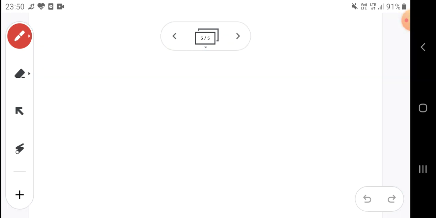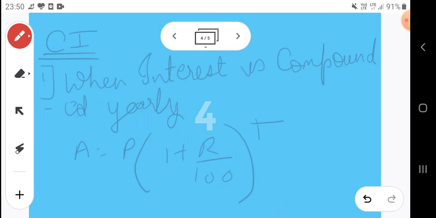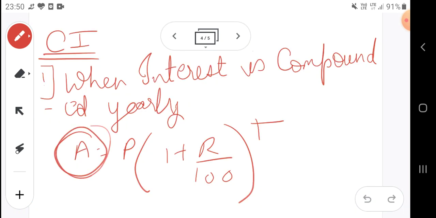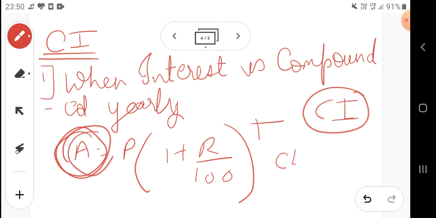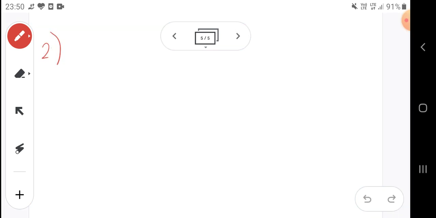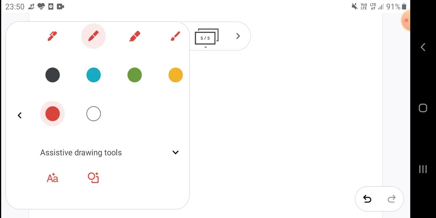Second case comes to us here. But you have to remember very properly that here it's amount, and it said CI. So don't use this formula. Instead, what you can do? If you got this, you can subtract A minus P. Or to find CI, one formula is there when interest is compounded yearly.